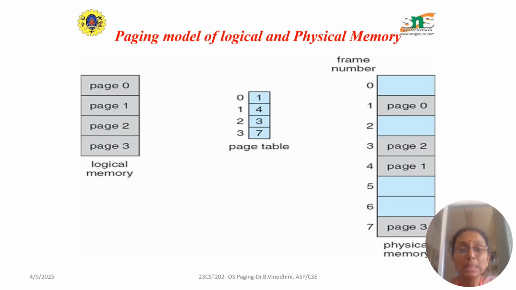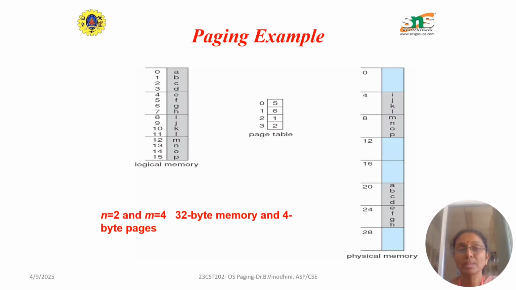For example, consider you have four pages in the logical memory. The page table stores those four pages and the corresponding frame numbers. For example, page 0 is stored in frame 1, page 1 is stored in frame 4, page 2 is in frame 3, and page 3 is in frame 7. That is represented in the physical memory. So the logical memory is a continuous allocation and the physical memory is a non-continuous allocation.